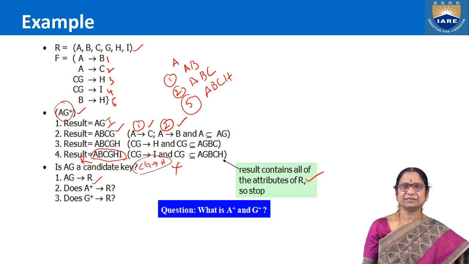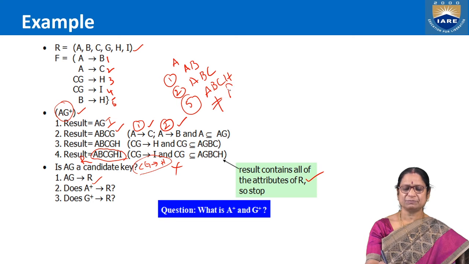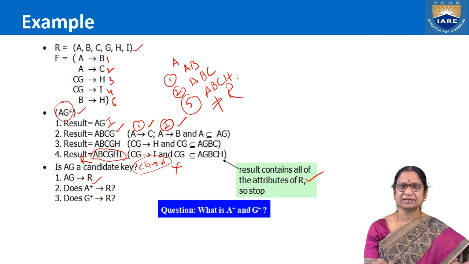What are the leftover FDs? CG determines H and CD determines I. CG determines H: is CG there? No, only C is there. So FDs 3 and 4 cannot be included here. So A plus consists of A, B, C, H, which is not equivalent to R, not all attributes. I am stopping because no further FDs can be included. If it is not equal to R, then A is not a key.